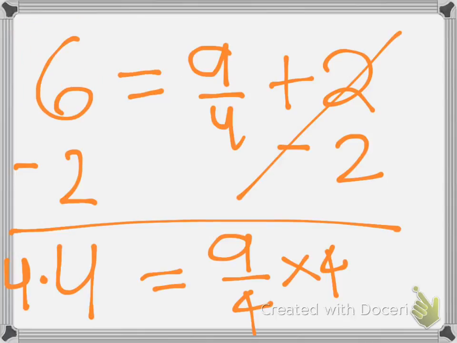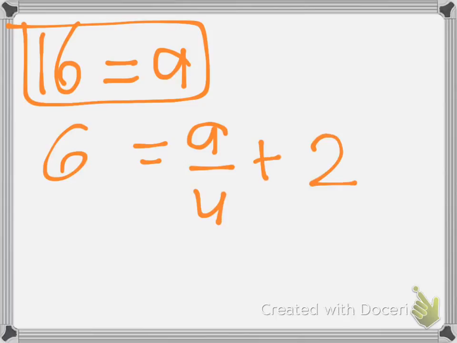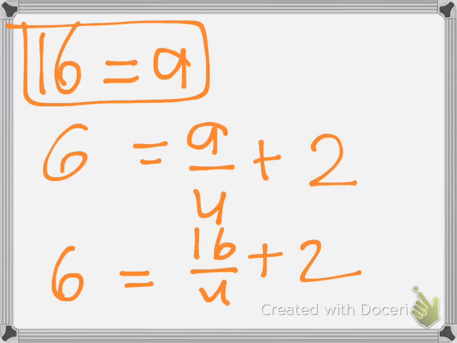Now let's plug our answer into our problem. 6 equals a over 4 plus 2. Now we have 6 equals 16 over 4 plus 2. We don't need to write the whole equation again and then see if it matches. We could just say 6 equals 16 over 4 is 4, plus 2, and 4 plus 2 is 6. So 6 equals 6. So our answer is correct.